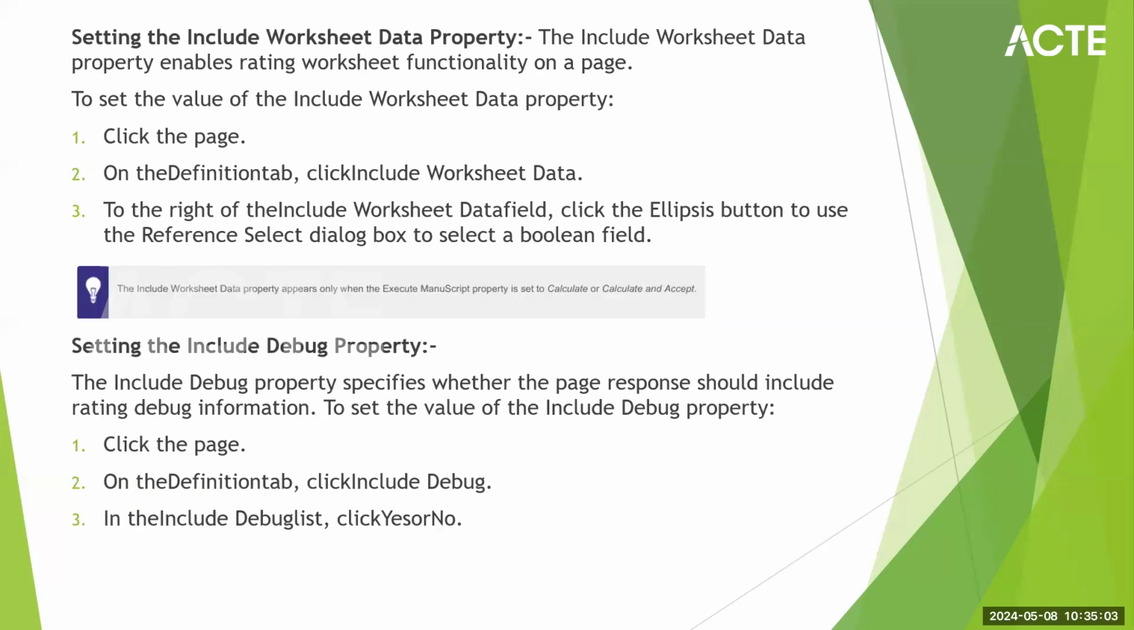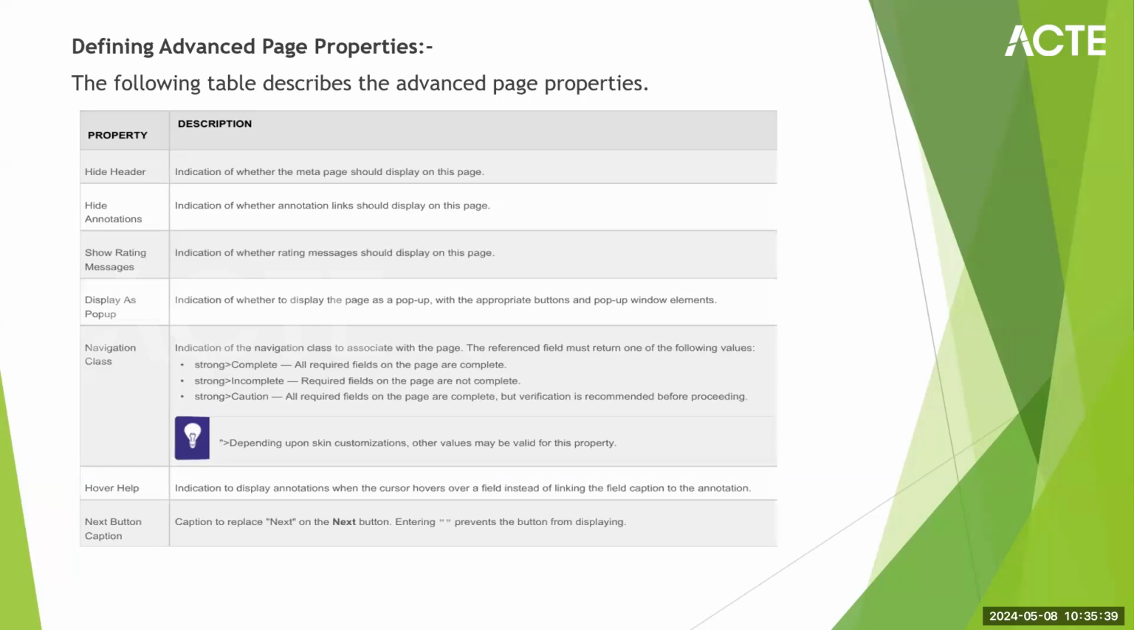Set in this worksheet, you can ignore. Set in the indel debug property. Debug in the sense that the property with a page response should be included: rating debug information. While doing the rating, you need to debug the field values, to see what the previous values are. Especially for the rating screen or rating page, you need to include this property. For the calculation purpose, click on the page, on the definition tab, click the indel debug, and click yes or no.